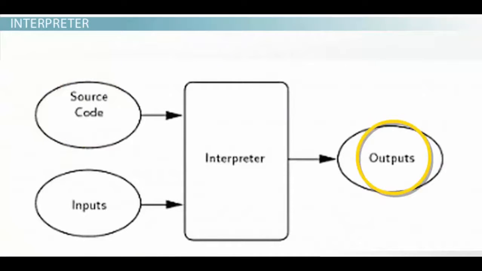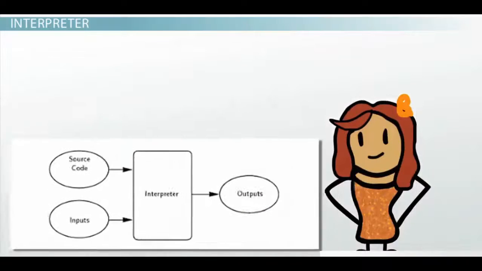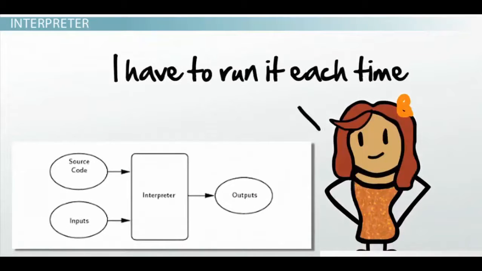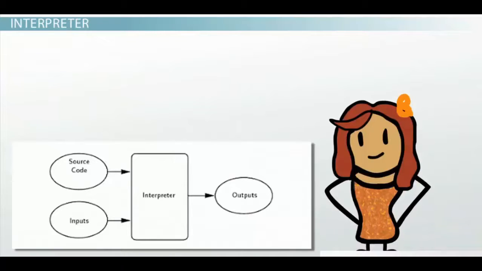The only result is the output data. There is no compiled code. When using an interpreter, every time you want to run the program, you need to interpret the code again, line by line. There is no compiled code to use if you have multiple inputs that require processing.